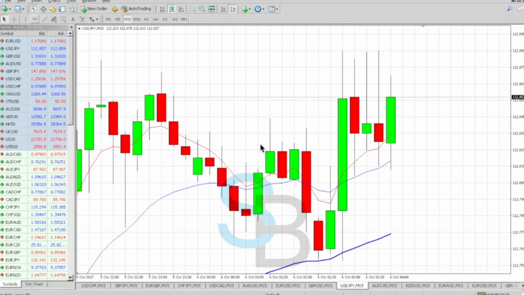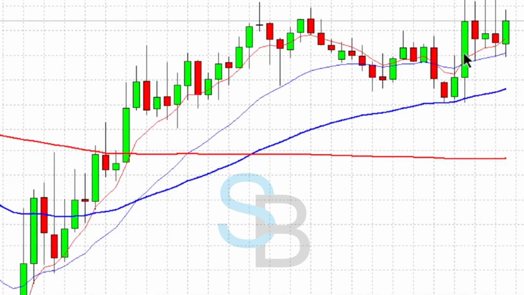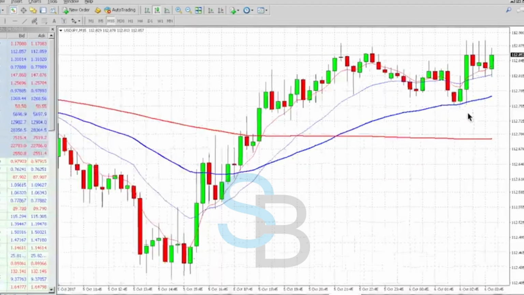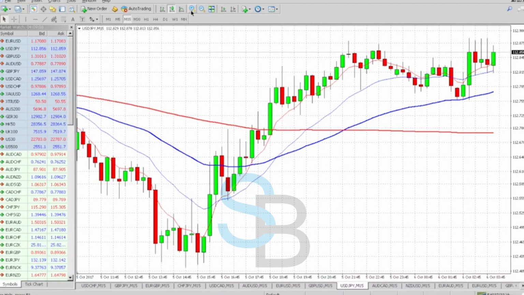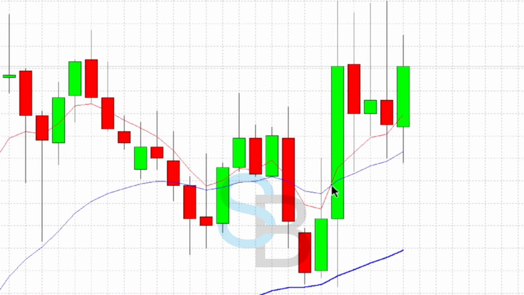Right, so I see a potential long trade on dollar yen M15 candles, and you can see it's on a clear uptrend, right? With the 6 above the 18 EMA, above the 50, above the 200, clear uptrend, and this is an impulse pullback setup. You can see the 6 EMA crossing above the 18 EMA.